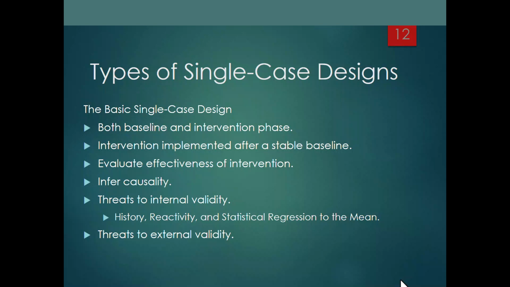The threats to internal validity with this design are history threat, reactivity threat, and statistical regression to the mean. Statistical regression to the mean is when the participants were selected for intervention based on extreme low or high scores on the pretest, so they tend to perform better on average on the post-test than they do on the pretest.